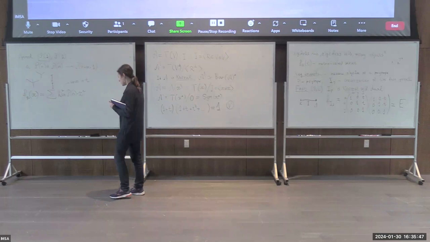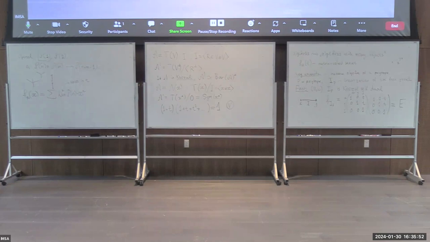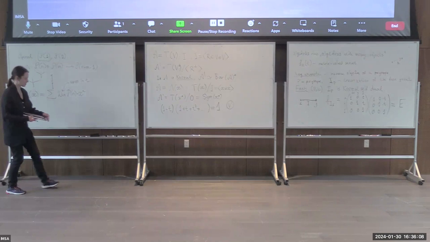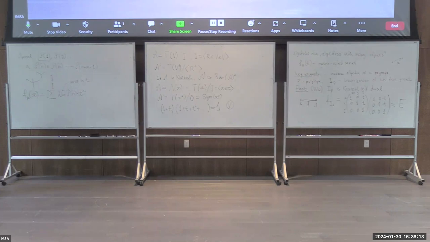There is a version of bar construction for operads. There is a version of quadratic duality for operads. So the question is the identity that I wrote here, which said that the Hilbert series of an algebra times the Hilbert series of the dual algebra multiplies to one. What happens to that identity?